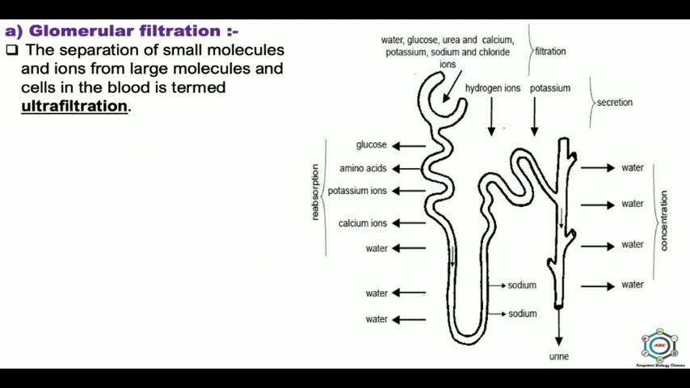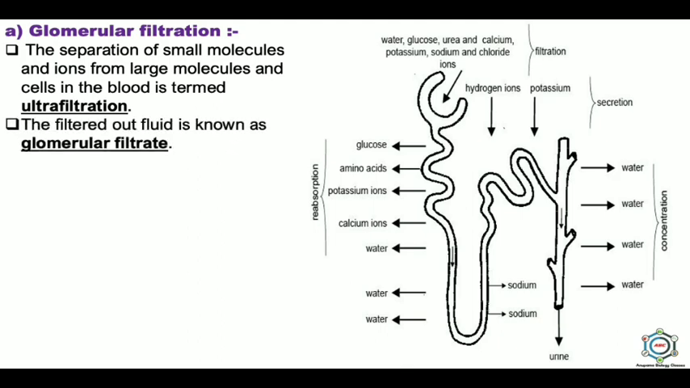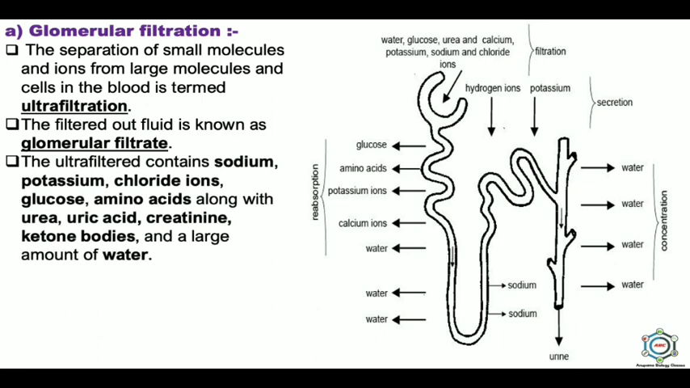The separation of small molecules and ions from the large molecules and cells in the blood is termed ultrafiltration, and this filtered out fluid is known as glomerular filtrate. The ultrafiltrate contains sodium, potassium, chloride ions, glucose, amino acids along with urea, uric acid, creatinine, ketone bodies and a large amount of water. The blood is left with only corpuscles and the plasma proteins.